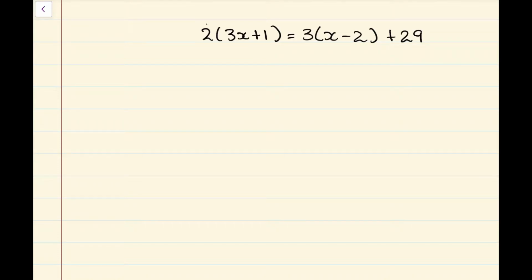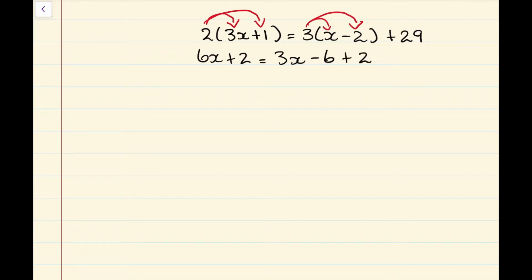So we're going to have 2 into 3x is equal to 6x, and 2 into 1 is just going to be 2. And once we remove the second bracket, we'll have 3 into x, which is just 3x, and 3 into minus 2 will give us minus 6. And then plus 29.